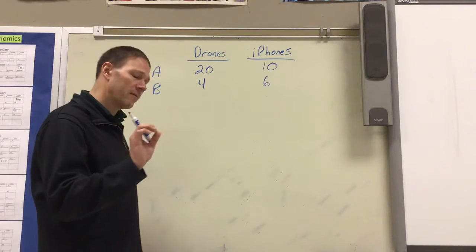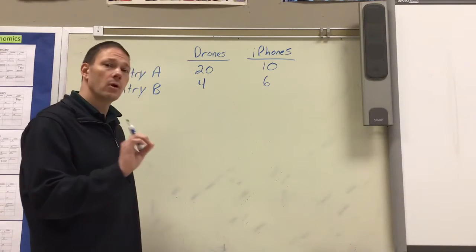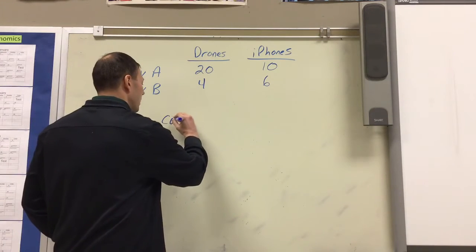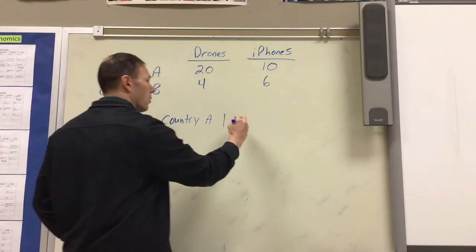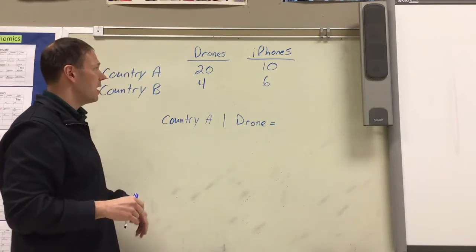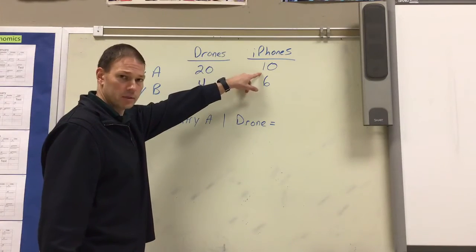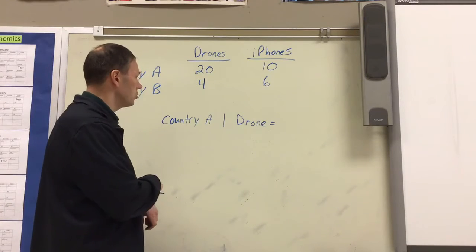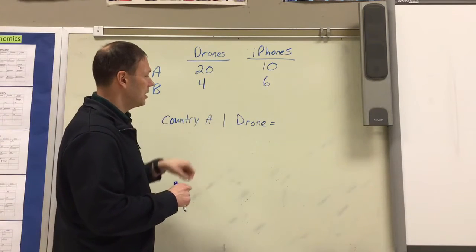So we have a fancy rule that we use for this that we call "other goes over." Let me walk you through it a step at a time. So remember, country A, the question is for them to make one drone, how many iPhones do they give up? We know that to make 20 drones, they give up 10 iPhones, but we want to get it to a 1-to-1 ratio so that we can compare apples and apples between country A and country B. The question is, how many do they give up to make one drone?